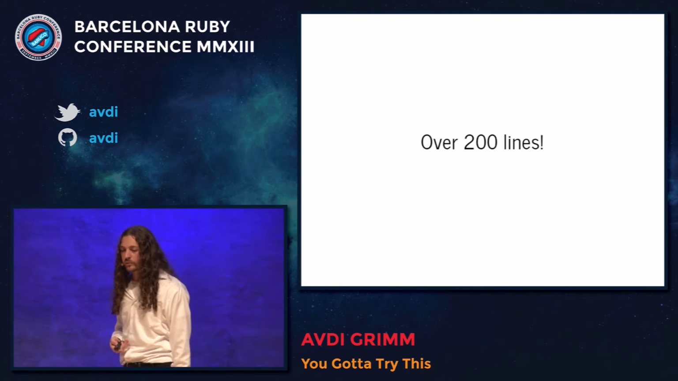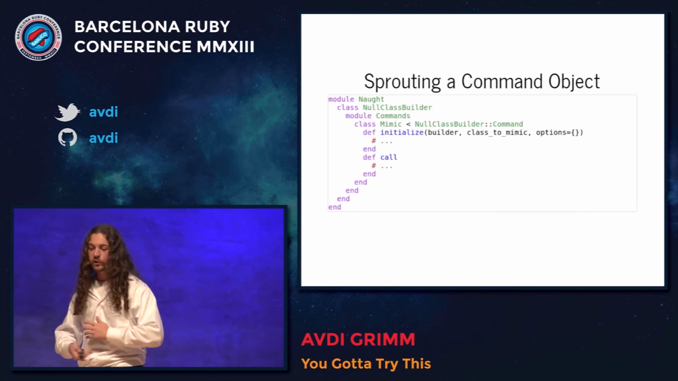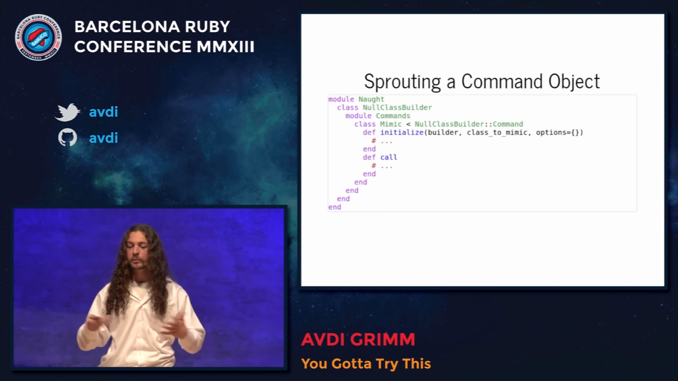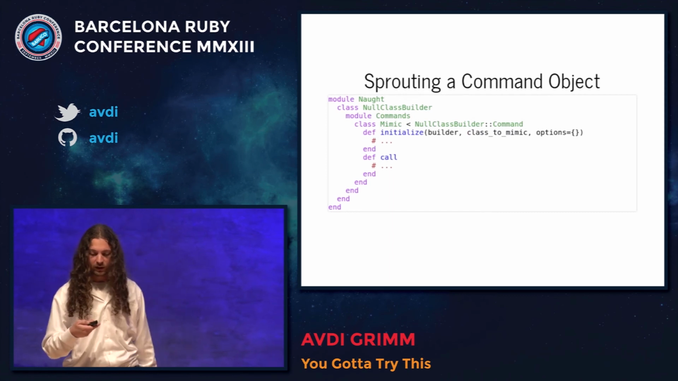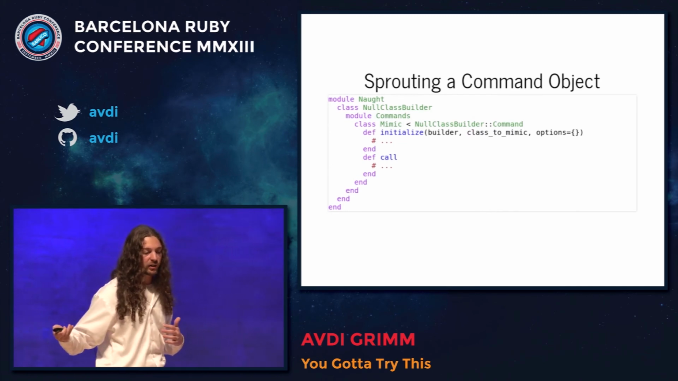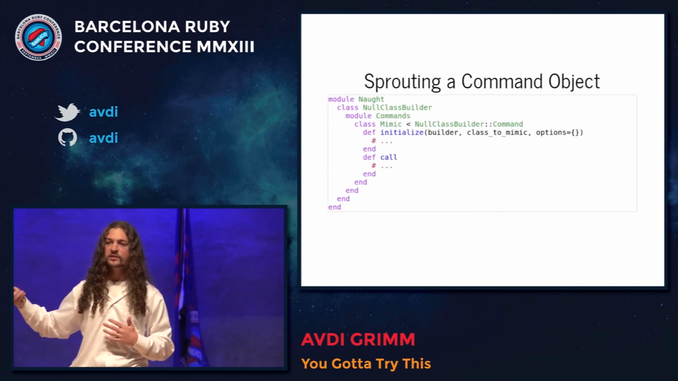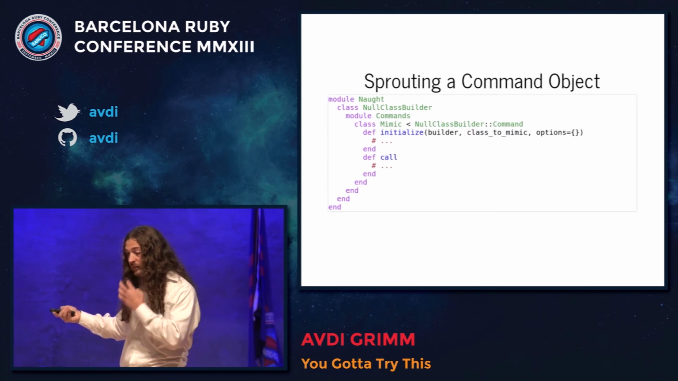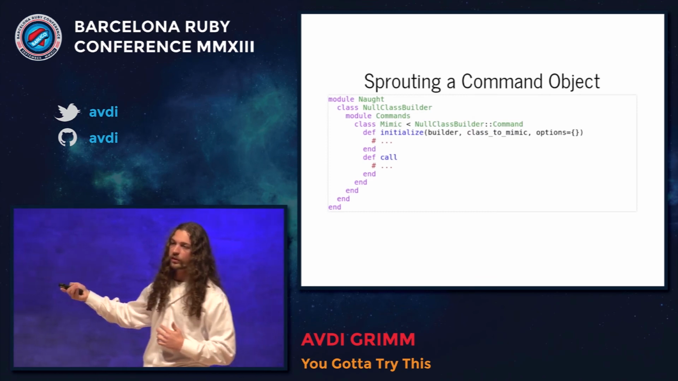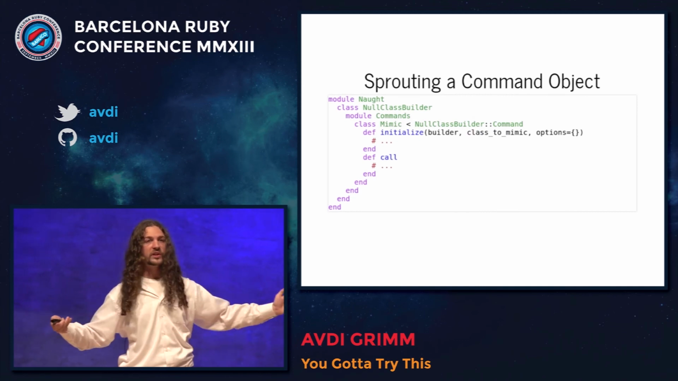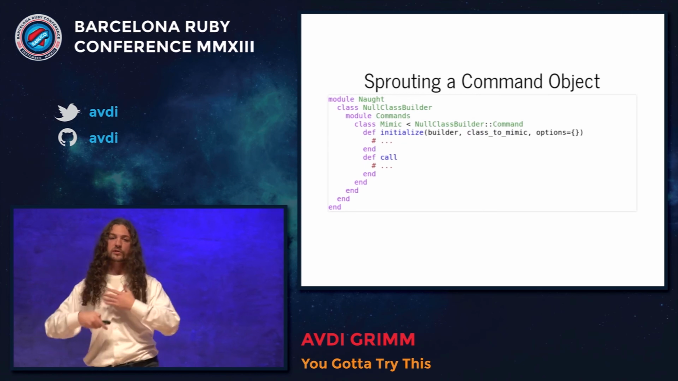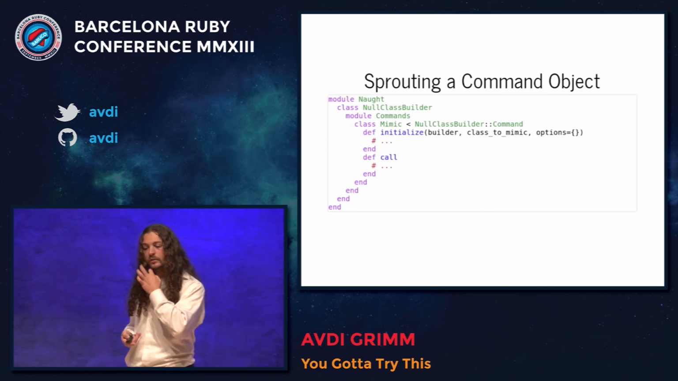So I decided to opt for one of the classic refactorings. I would start sprouting off command objects. And here's an example of a command object for the mimic that we've talked about so much. Instead of just a method, we have a class which inherits from a command superclass, and it's inside a special commands namespace. It has an initializer which takes all the arguments which originally went to that mimic method, and then it has a call method which will actually implement the mimic logic.